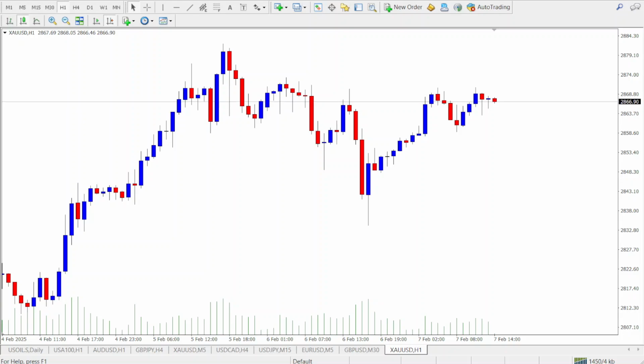Have you ever wondered how professional traders predict pullbacks and extensions in the market with such precision? The secret lies in Fibonacci retracement and extension levels. These tools help identify key areas where price is likely to reverse or extend, giving traders an edge in both entry and exit strategies.